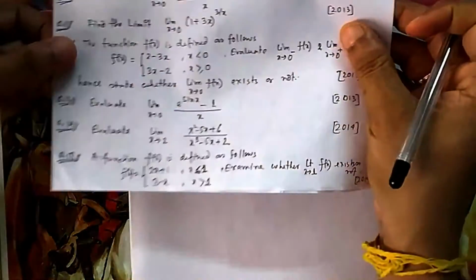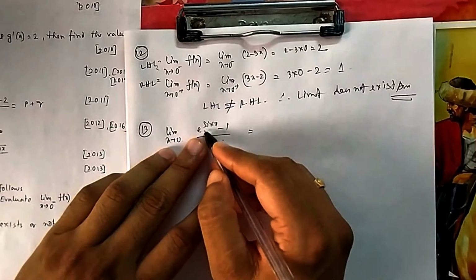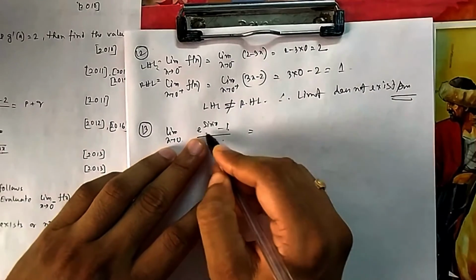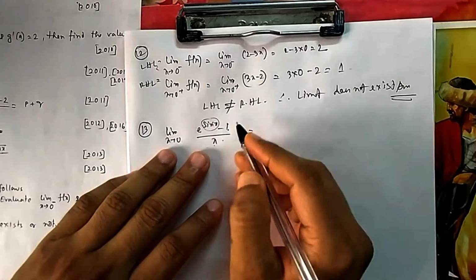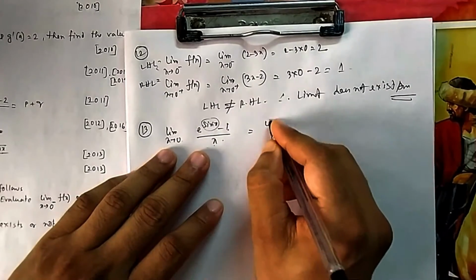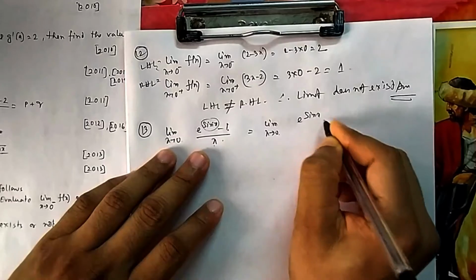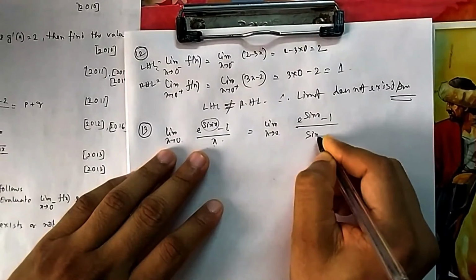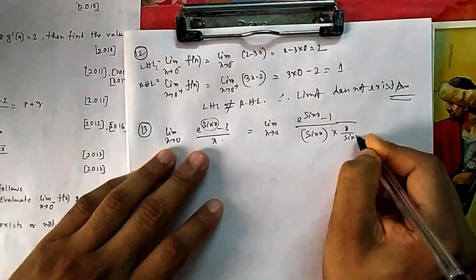If you come to question 13, now you have seen you need to take care of this sign, so you need a 1 minus 1, that is okay. So the formula was e to the power x minus 1 divided by x. So here it is sin x, so you need a sin x here. For that, what I will do: limit x tends to 0, e to the power sin x minus 1 divided by sin x, and this is x by sin x. So this way I will give it.